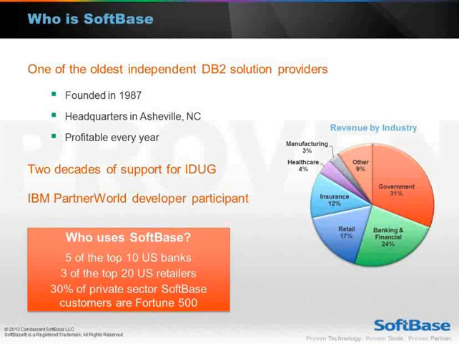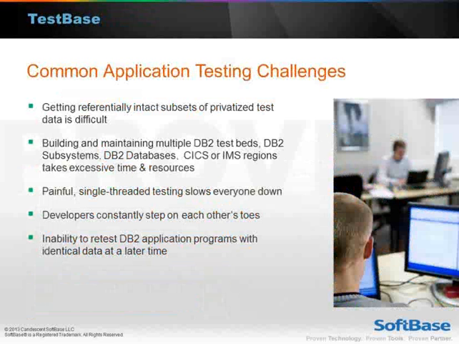5 of the top 10 U.S. banks, 3 of the top 20 U.S. retailers. The common application testing challenges we often have people come to us for revolve around, of course, the basics, the extraction of referentially intact subsets of mass data. Then we have others come to us because their test environment is growing too large. DBAs are spending too much time building and maintaining multiple test beds, CICS, or IMS regions.